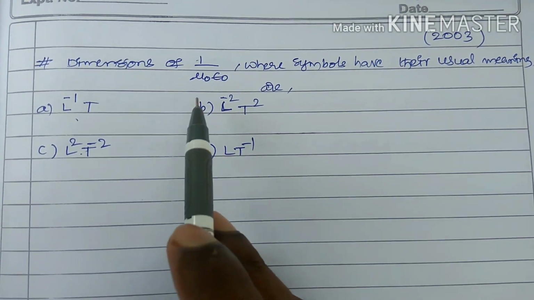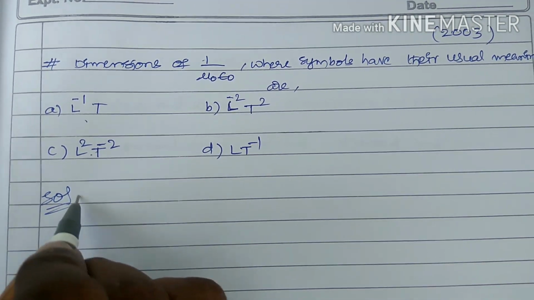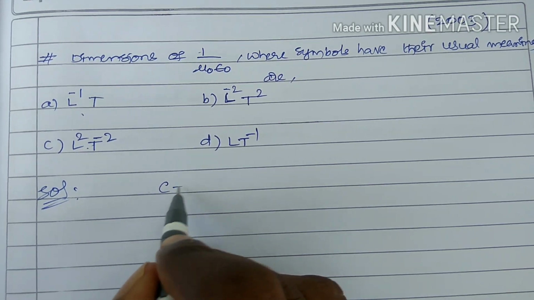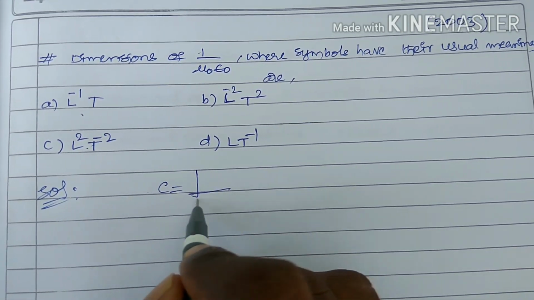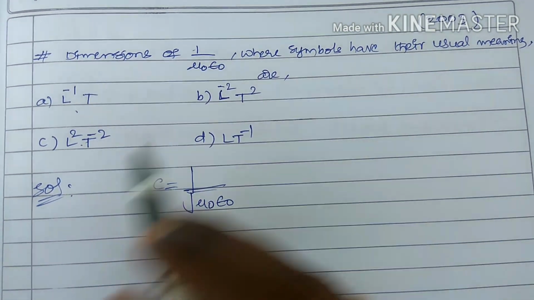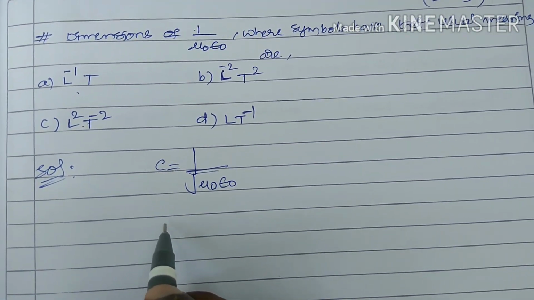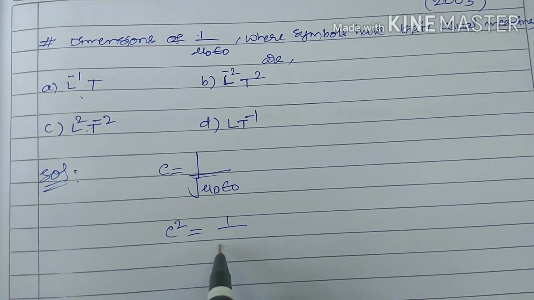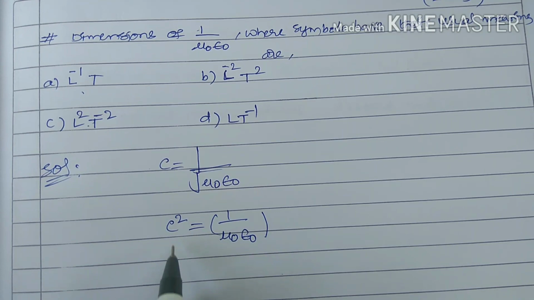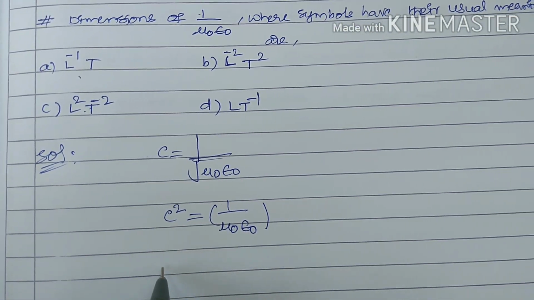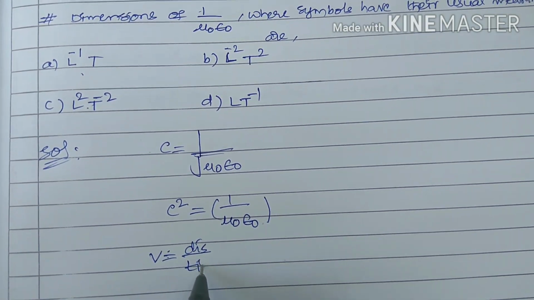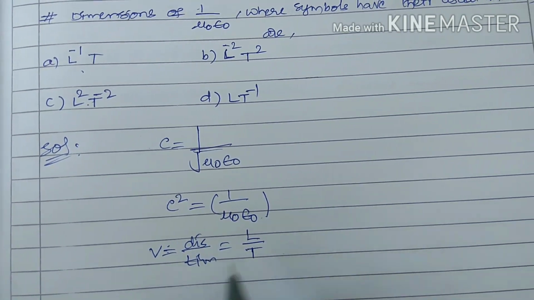So here, the dimensions of 1 by mu naught epsilon naught. Solution: the velocity of light in vacuum is given as C equal to 1 by under root of mu naught epsilon naught. So we just have to square both sides, that is C square is equal to 1 by mu naught epsilon naught. C is the velocity of light in vacuum, and velocity is equal to displacement by time, so it can be written as L by T.